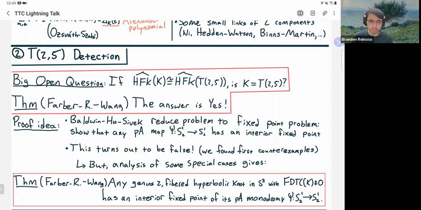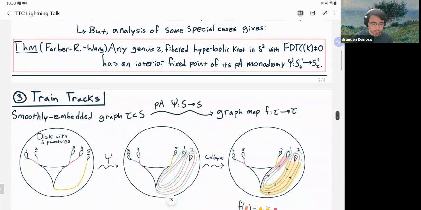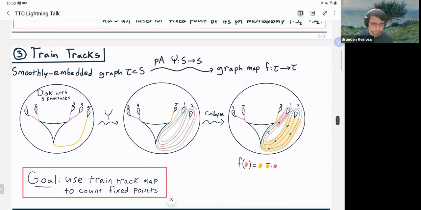The issue ends up being really just that they're not knots in S^3. So if you start to do some analysis of a bunch of special cases for things that could potentially be in S^3, then you get out exactly the fixed point result that you need. Any genus 2 fibered hyperbolic knot in S^3 with some extra condition about the dynamics of the pseudo-Anosov map underlying it has an interior fixed point.